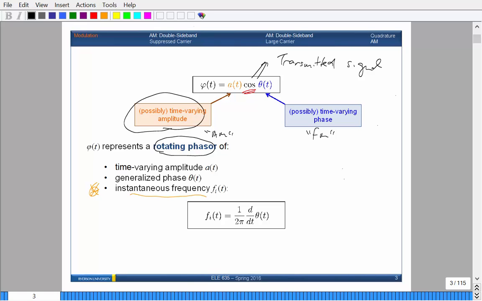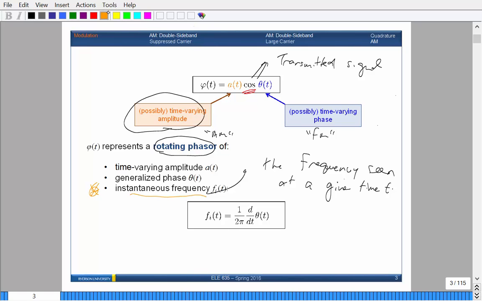All right, so what this means is that the frequency seen at a particular, at a given time, t, is defined as the following. It's defined as basically the derivative of the phase. So that's what's defined as the instantaneous frequency.